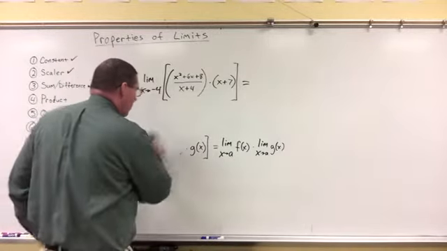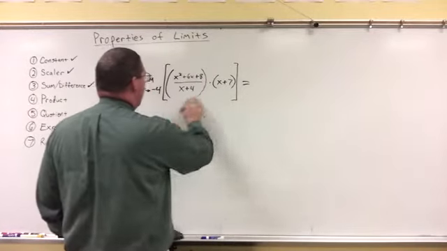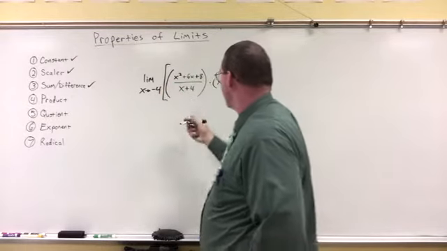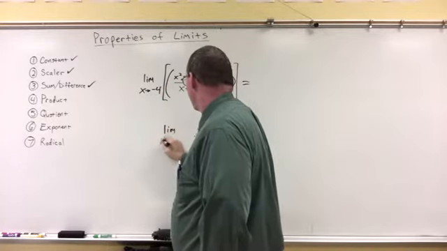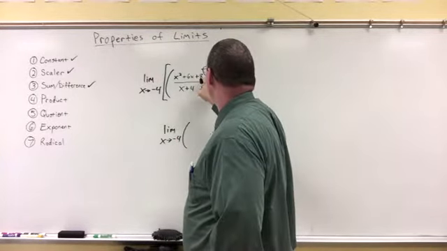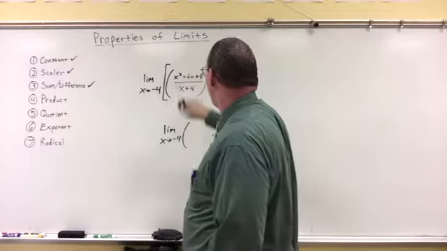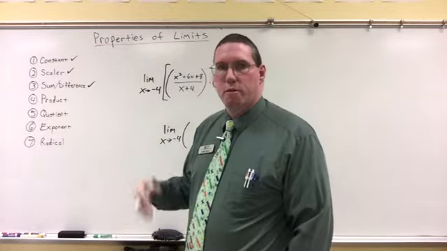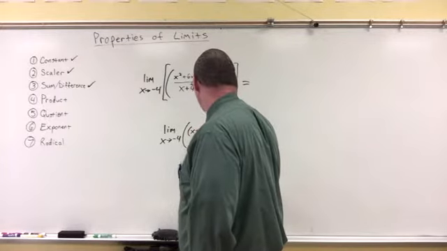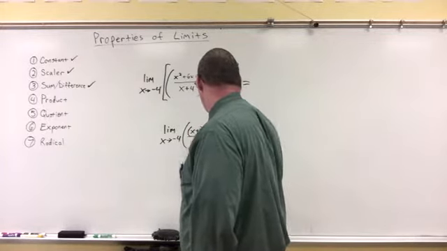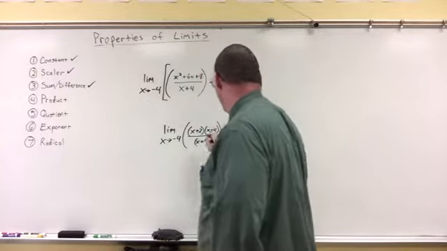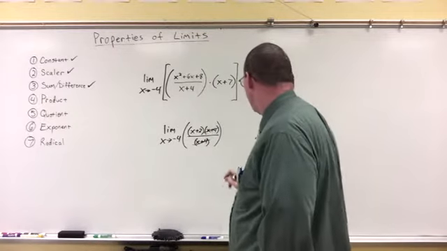Okay, so let me erase this and now we're going to work this out. So I need two separate limits. I need the limit as x approaches negative 4 of this thing. I'm going to factor the numerator: two numbers that multiply to positive 8 and add up to positive 6 are positive 2 and positive 4. And so that's going to be x plus 2 times x plus 4 all over x plus 4. And of course, we're going to cancel the x plus 4.